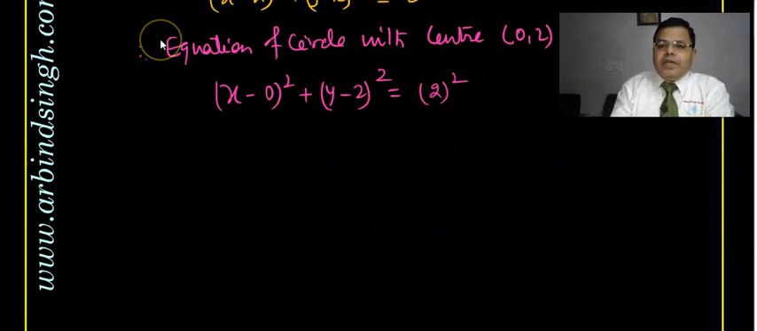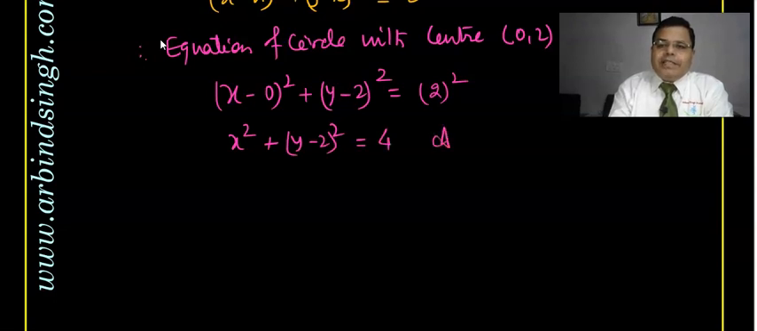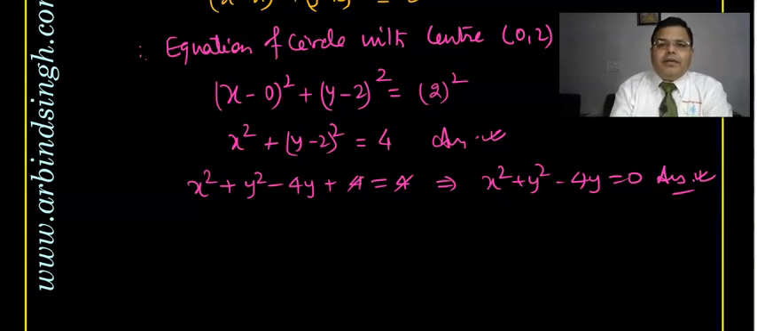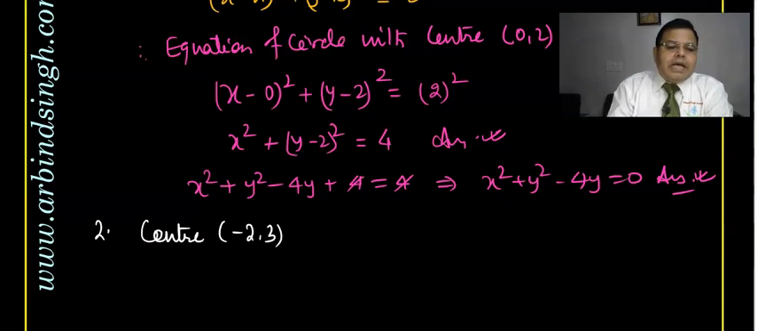You can write the answer like this only: x square plus (y minus 2) whole square is equal to 4 is the answer. But you can also simplify it, there is no problem, because we will discuss later on why this happened. x square plus y square minus 4y plus 4 is equal to 4. 4 cancels, and therefore we can say x square plus y square minus 4y is equal to 0 is the answer of the circle. You can write the answer either this or this, there is no problem, right? Okay, now the next question is given that center is at (minus 2, 3) and radius is 4.